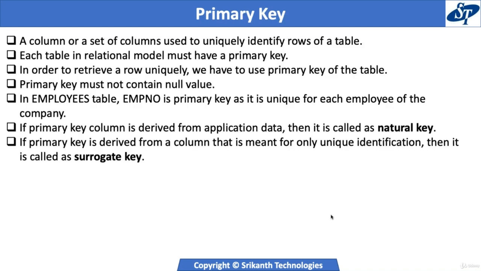So here are some details about primary key. It's a column that is used to identify rows in a table. And each table in relational model must have a primary key. And it is what we use to access a row uniquely. So in the table employees, employee number is the primary key.